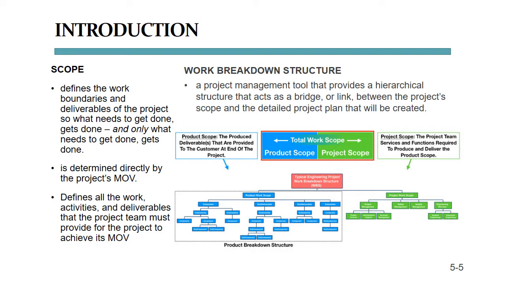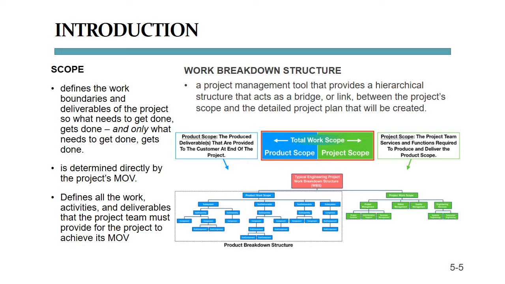Being directly derived from a project's measurable organizational value, project scope sets out the work boundaries and the deliverables of a project so that what needs to get done will get done, but only that and nothing else. So in other words, project scope defines all the work and all the activities and all the deliverables that the project team needs to provide in order for the project to achieve its intended measurable organizational value.